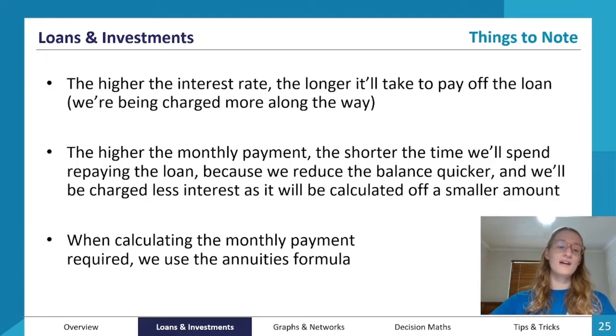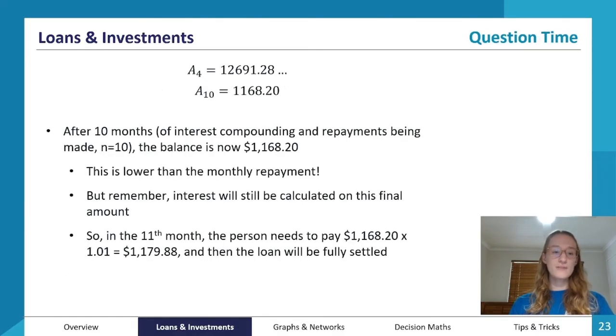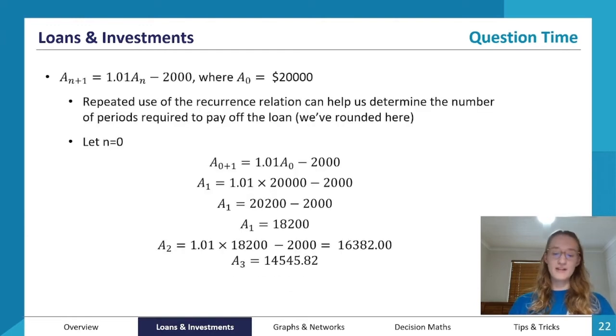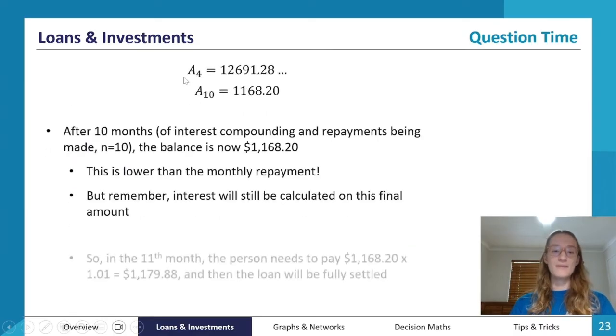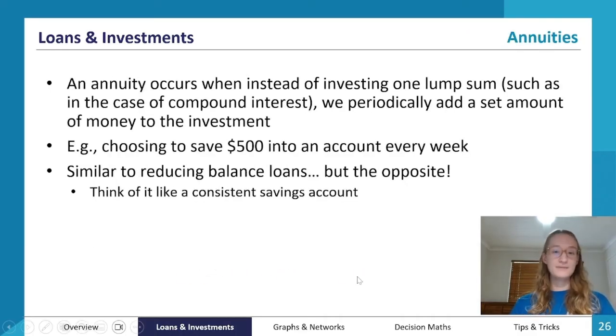And the next little thing we're going to look at is that when we want to calculate the monthly payment required, we actually use the annuities formula. So the formula we used back here, where's our formula? This formula here. We actually don't use this formula if we're trying to find out the monthly repayment. It doesn't work when we're trying to find out the monthly repayment. So instead, we use the annuities formula, which we're going to have a look at now.